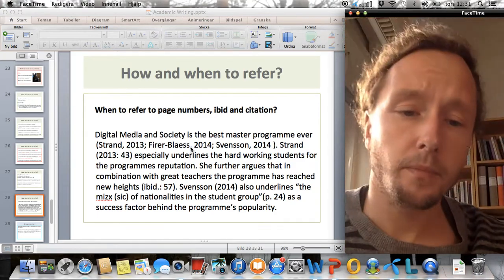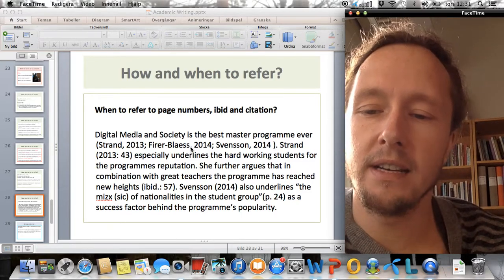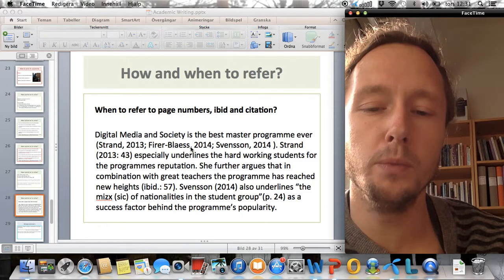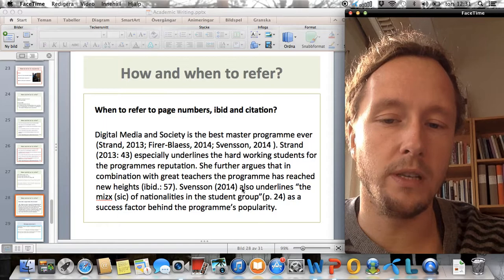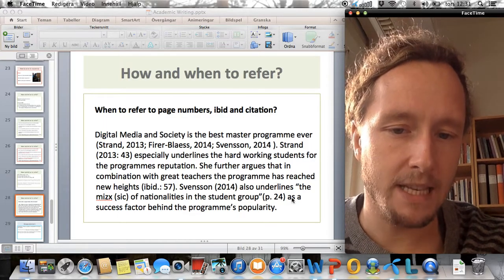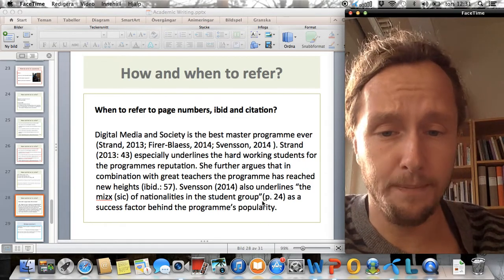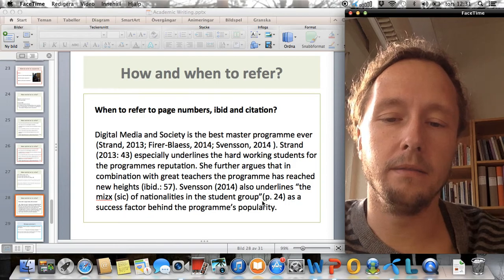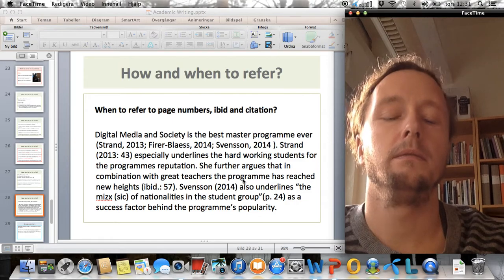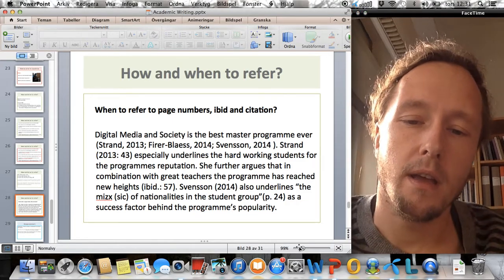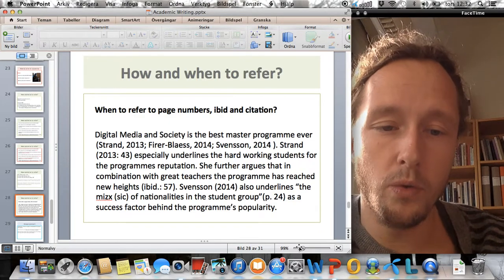And then, perhaps you want to cite me here. Svensson also underlines the mix of nationalities and student groups. Now, how do you do it here when you have a citation? Well, you have to put the reference in connection to the author, but the page number always has to be in connection to the citation. And if you don't mention the name here, Svensson, then you just put Svensson like this. But if you have both the author's name and a citation, you do it like this.